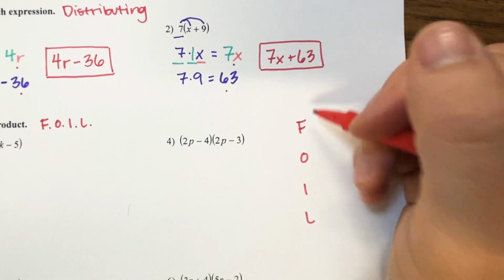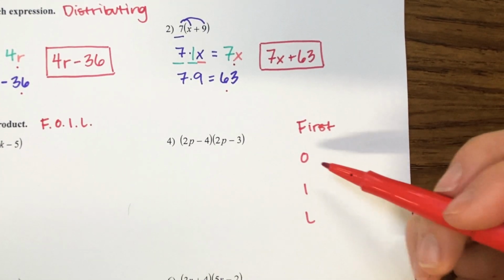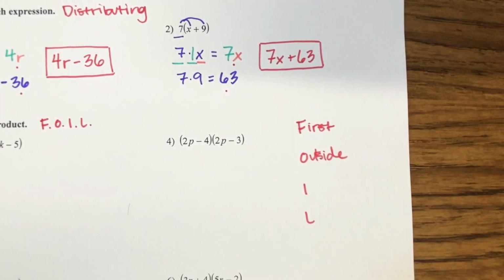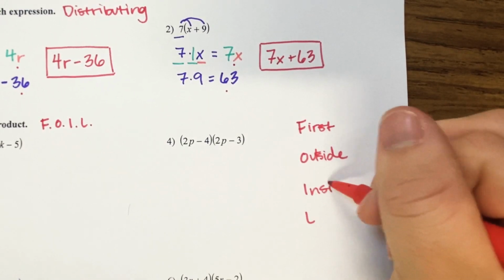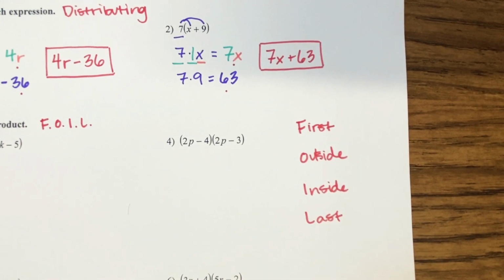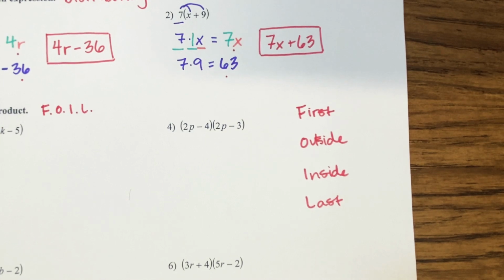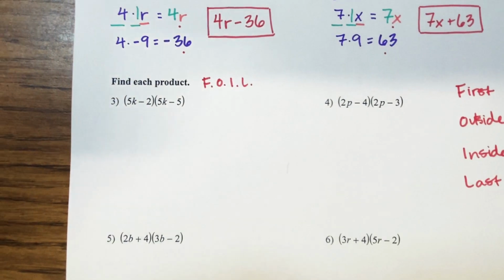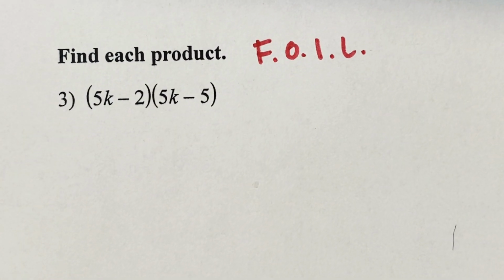Okay, so the F in FOIL stands for first. The O in FOIL stands for outside, and I almost just misspelled it. The I in FOIL stands for inside, and the L stands for last. So we are going to use this acronym to help us simplify and find the product by multiplying these binomials. So let's use FOIL to simplify number 3.